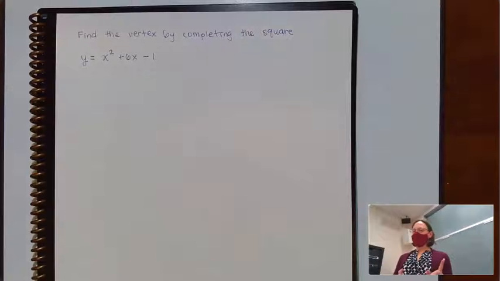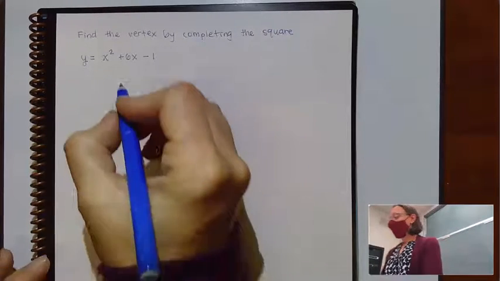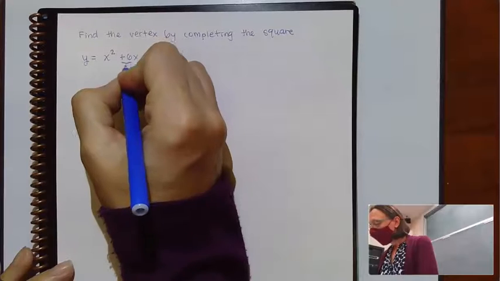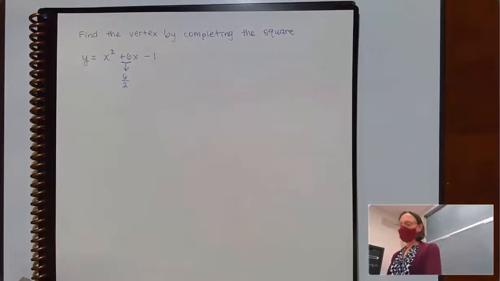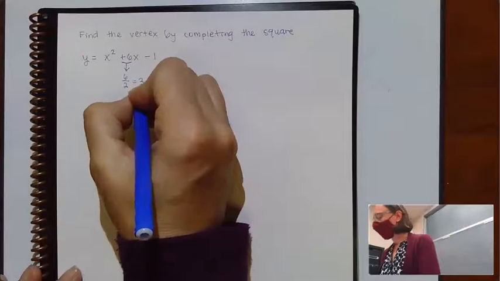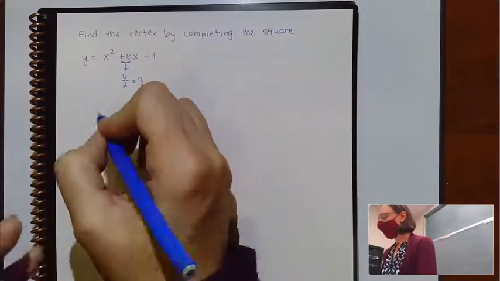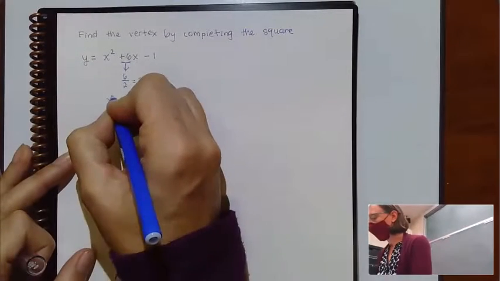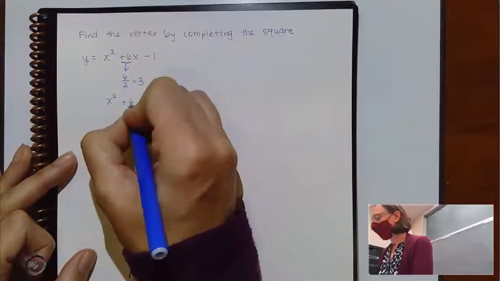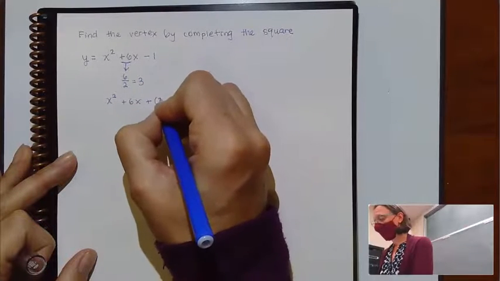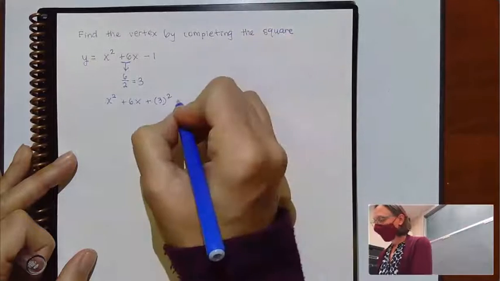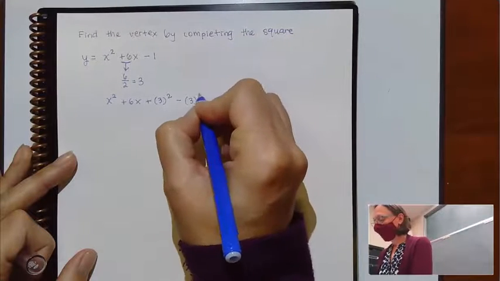So let's walk back through those steps for completing the square. I'm going to take half of that coefficient, and whatever I get there, that's now, I'm saying this is going to be x squared plus 6x. I take half of what we got and I square it, and then subtract that back off.